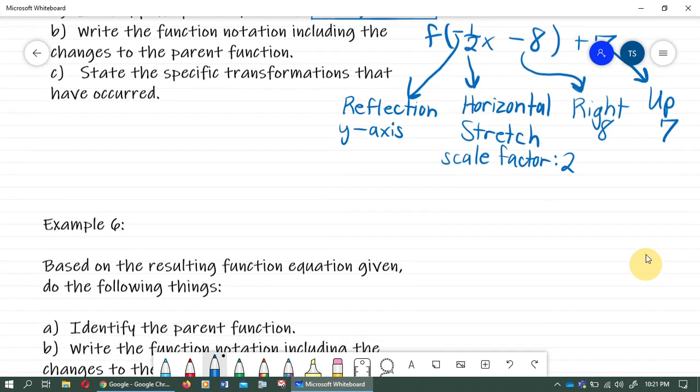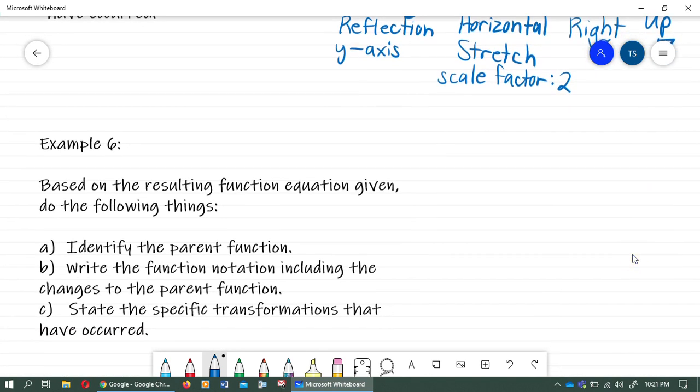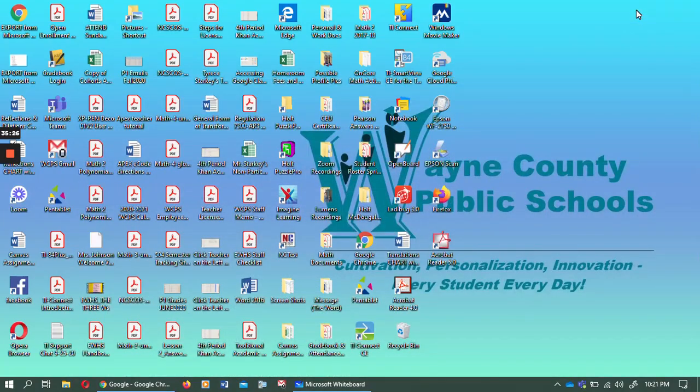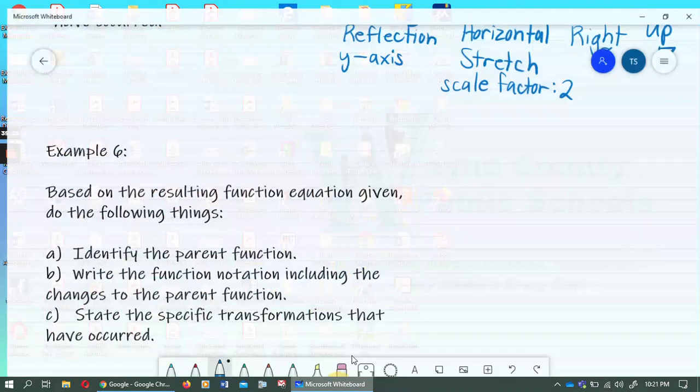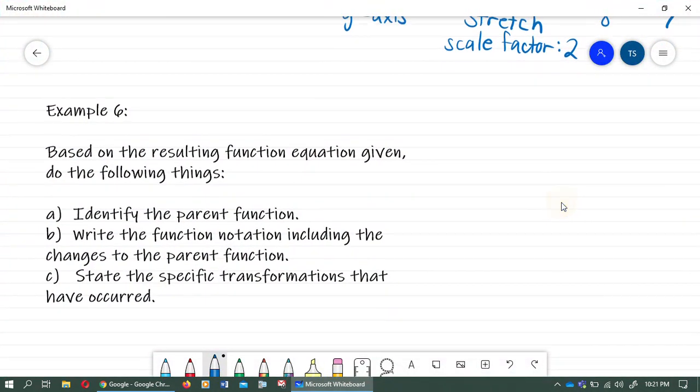Number 6. I hope and pray that this video is recording right now. Yes, it is still recording. Awesome. Okay, back to this.